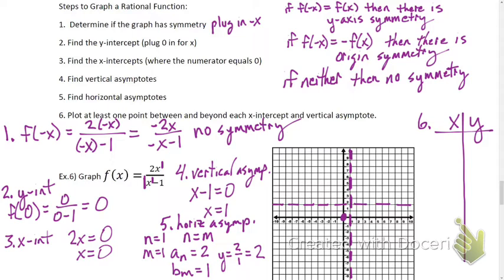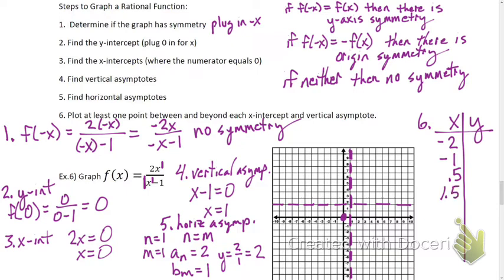So I picked some numbers. I plugged in -2, -1, and 0.5. I picked 0.5 because I didn't know what was happening right here. And I felt like if I plug in 0.5, I'm going to see more.